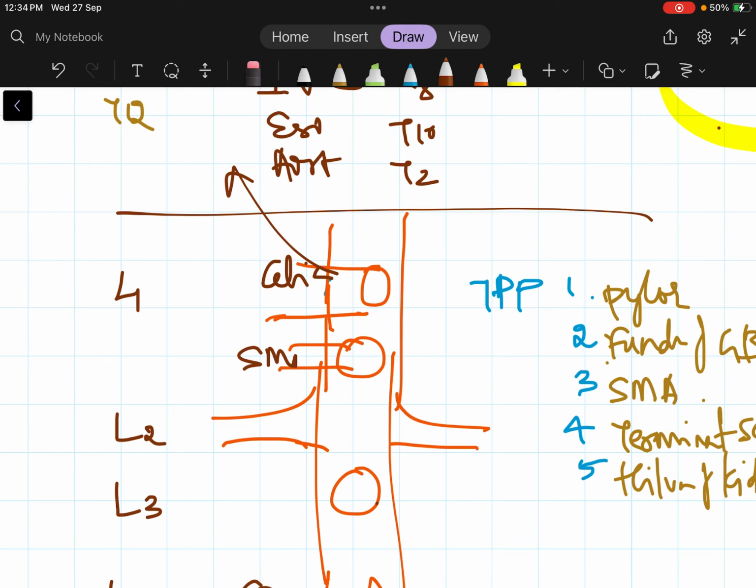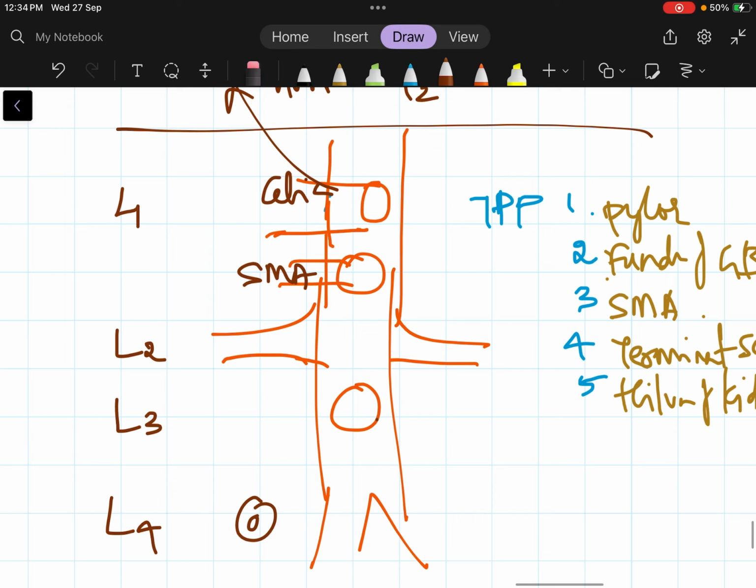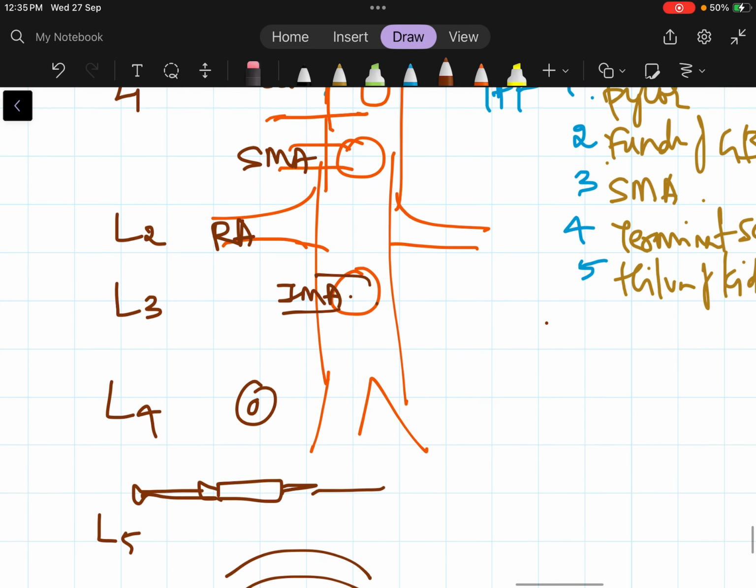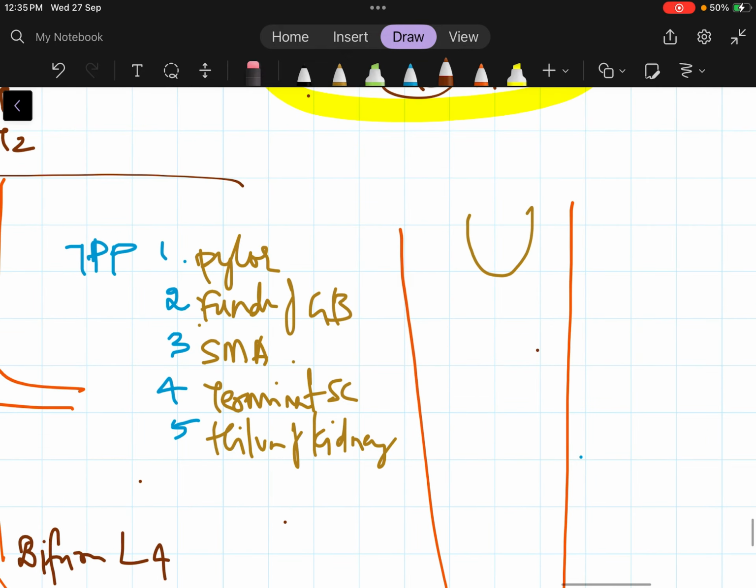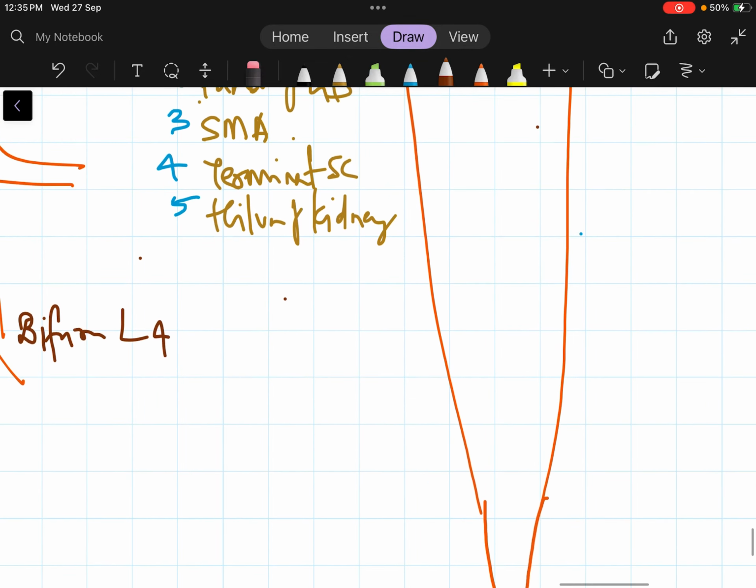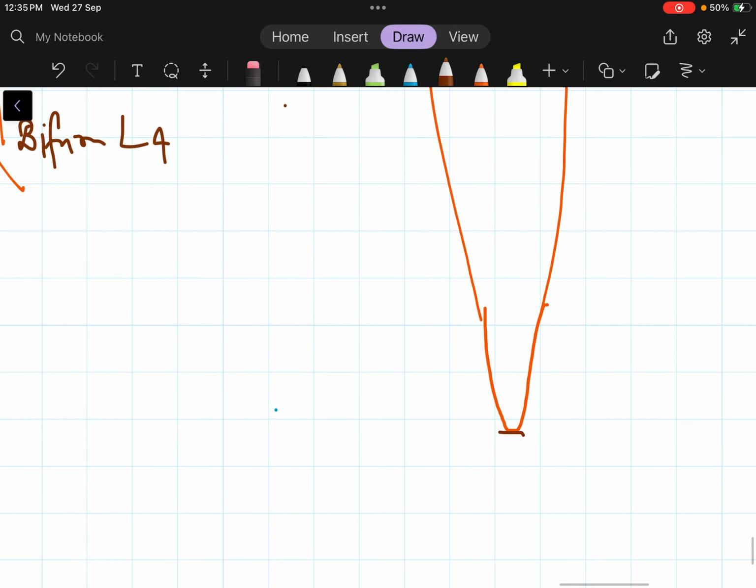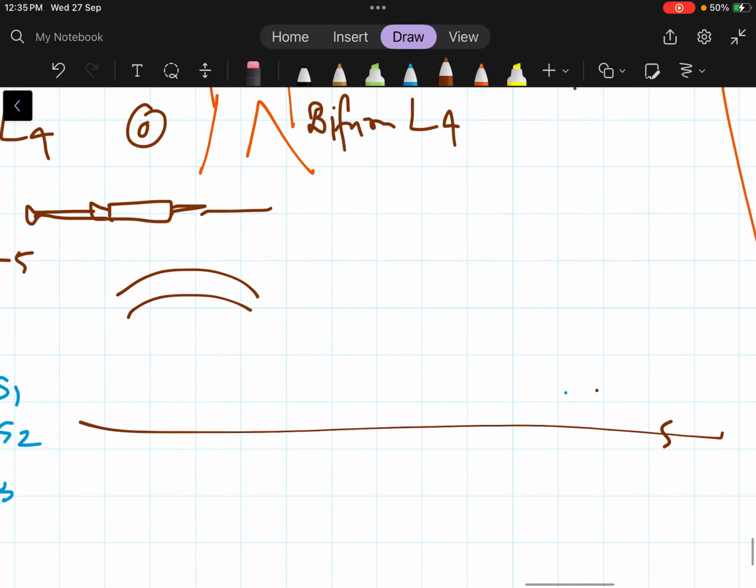Then you have the SMA, which is at the level of L1. Then you have renal arteries origin at the level of L1, L2. Then you have the IMA at the level of L3, and it bifurcates at the level of L4. Okay. Then as already said, the spinal cord ends at the level of L1 or the transpyloric plane, but the dural sac continues up to the level of S2.